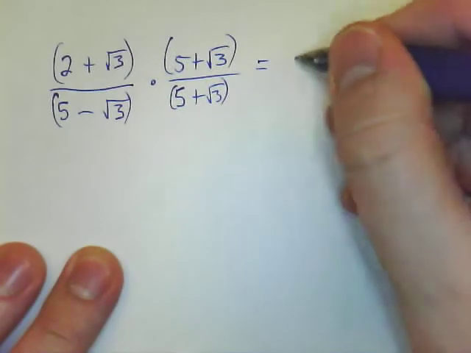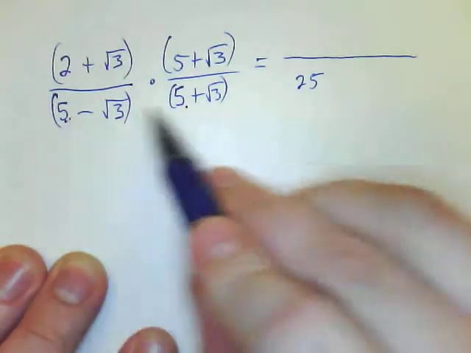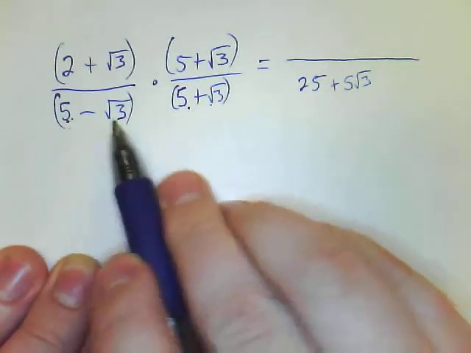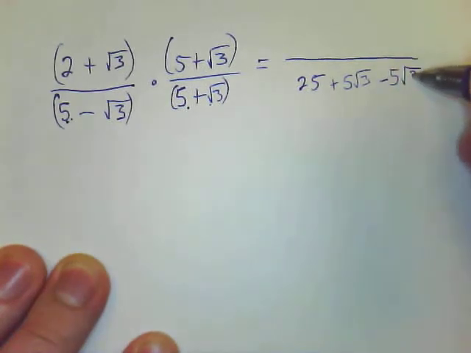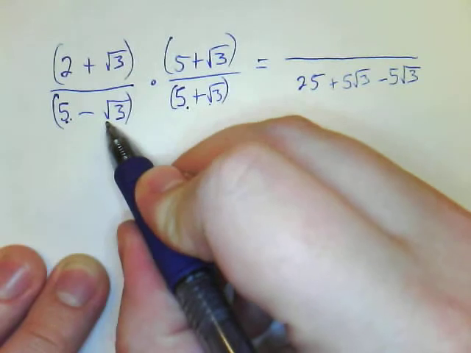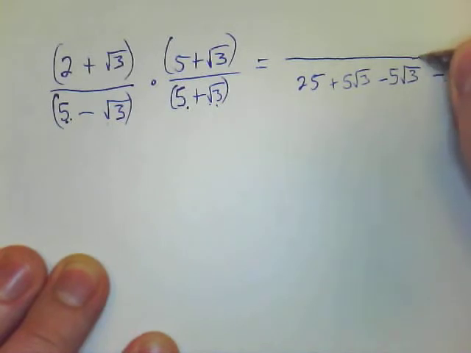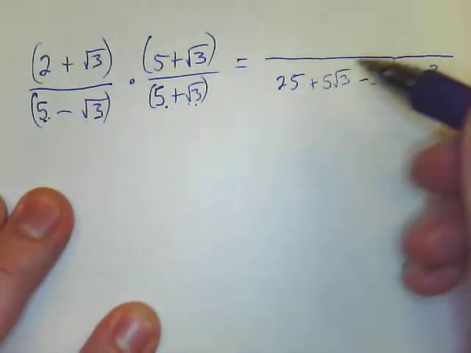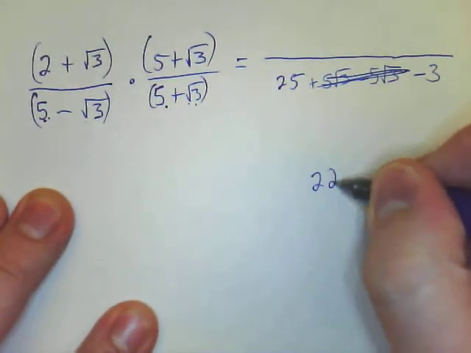So let's take a look at the bottom first. So we get 5 times 5 is 25. 5 times the square root of 3 is 5 square root of 3. Then negative square root of 3 times 5 is minus 5 square root of 3. And then negative square root of 3 times the square root of 3, that's going to be negative 3. Then this will simplify down a little bit more. Here we've got a positive 5 square root of 3. Here's a negative 5 square root of 3. Those cancel out, and we get 25 minus 3 is 22.